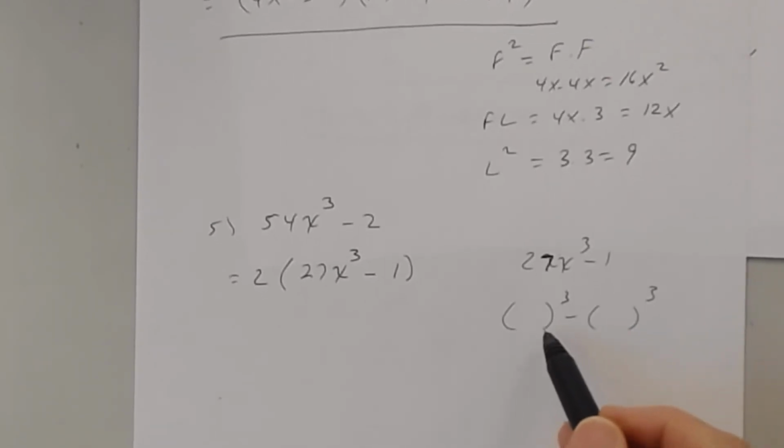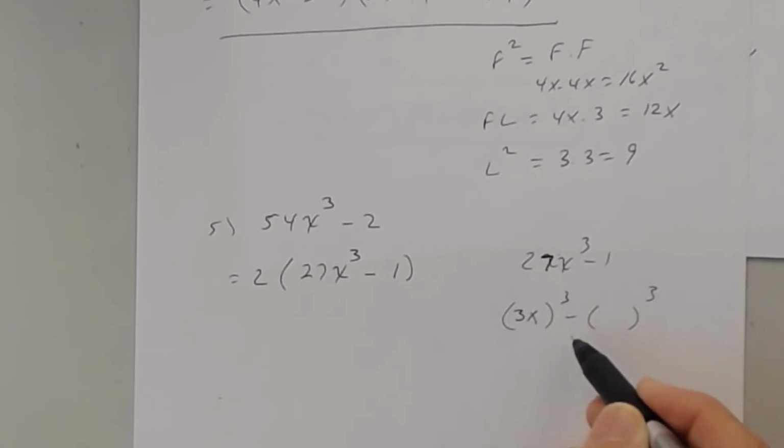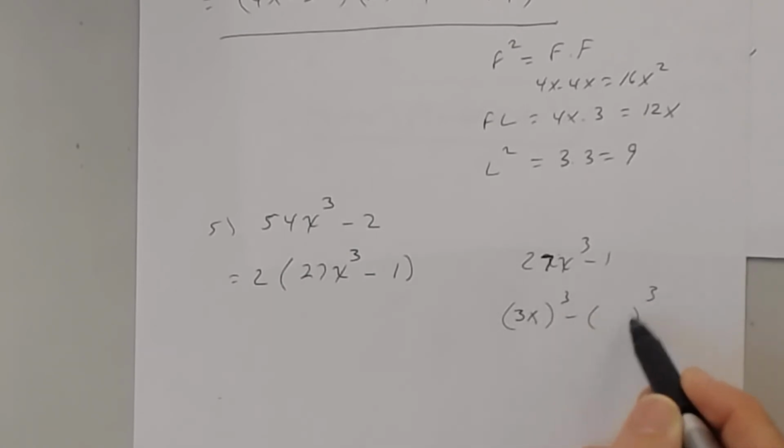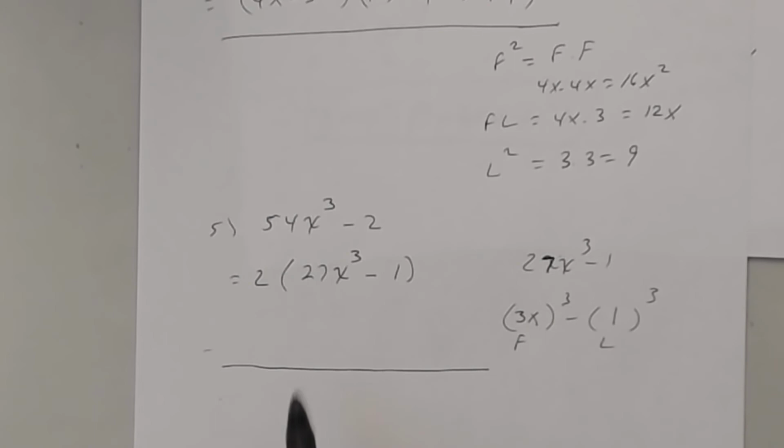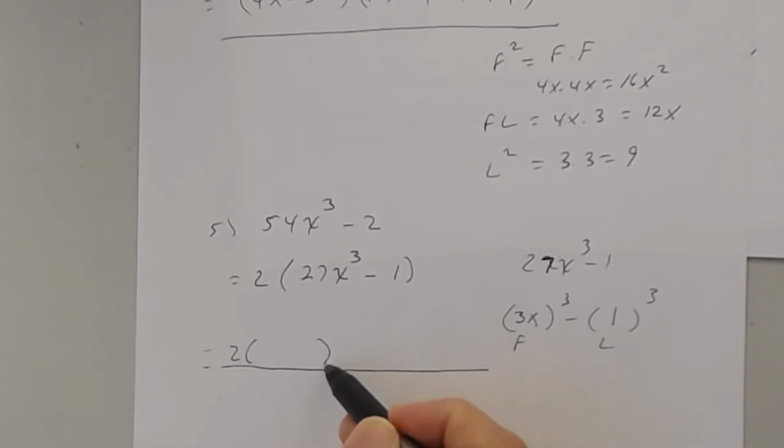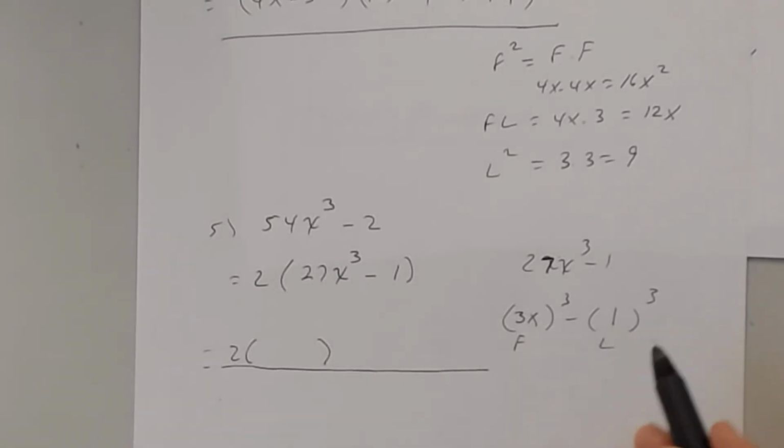What times itself 3 times is 27x cubed? 3x. What times itself 3 times is 1? 1. So there's your F, there's your L. Now, let's go ahead and factor this. I'm going to write the answer. Don't forget your GCF, so what must I write as the answer? 2 times the binomial. What's my binomial?